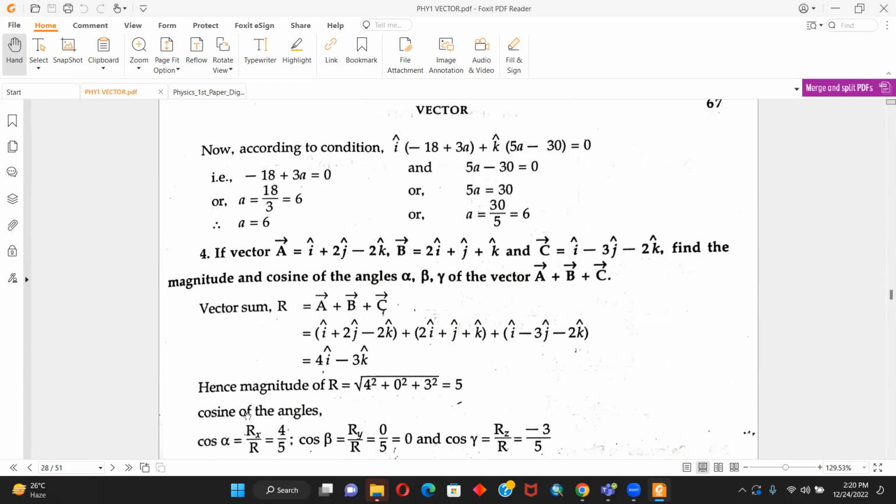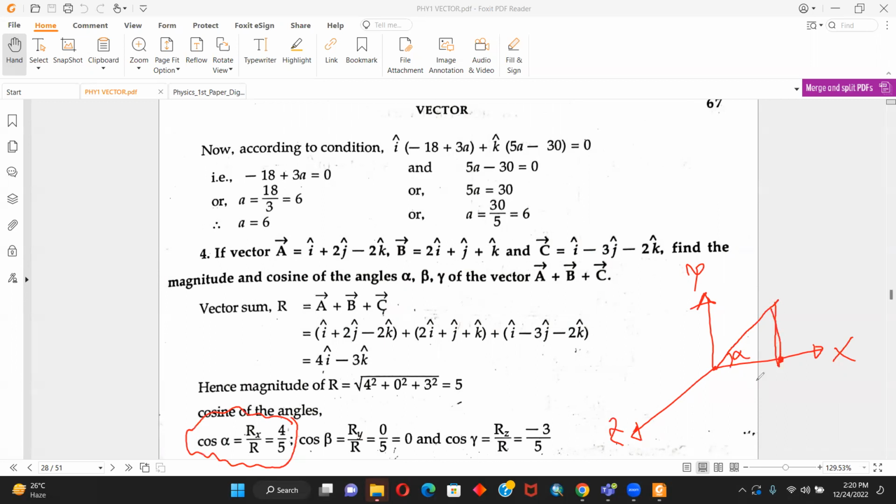So cosine alpha will be the angle between the x-axis. Say, if I draw the axes, this is the x-axis, y-axis, and z-axis. Now what is the significance of cosine alpha equals rx upon r? What this means is that along the x-axis we have 4, and it has formed some sort of an angle alpha with the x-axis.